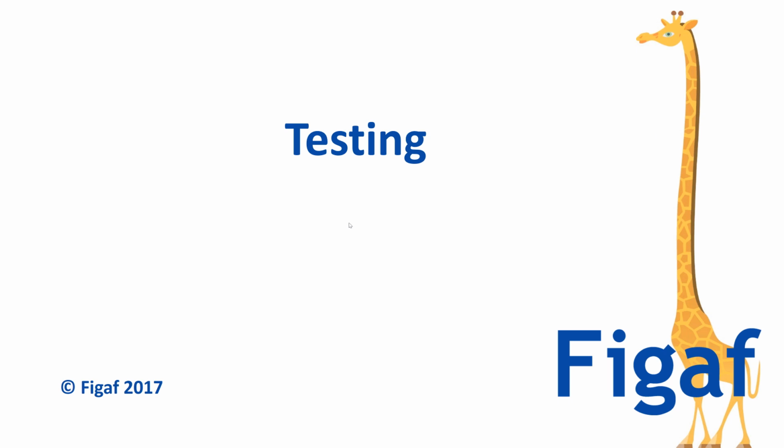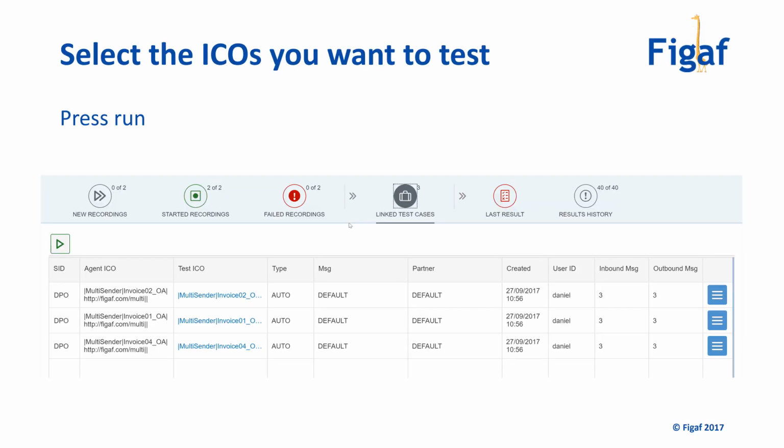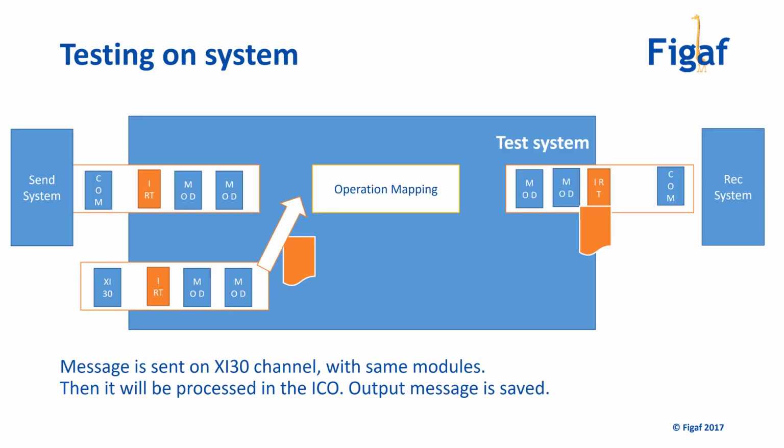So now we're ready to test, and it's simply just select run these test cases that we have, and we can group them together with multiple different interfaces so they match the scenarios that you want to test. So you simply just select run. Then what we'll do is we'll create a new communication channel that looks like your original channel. The benefit is we're using the XI30 protocol, and what that means is we're able to actually reuse your existing ICO, send the message in through this, and process it all the way.